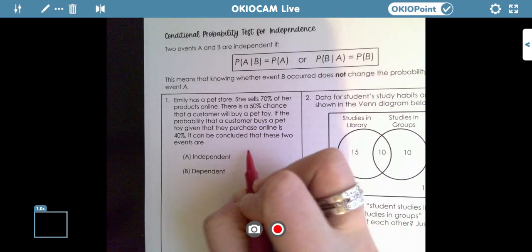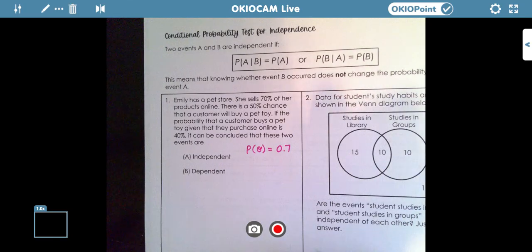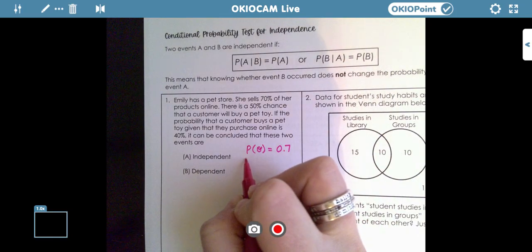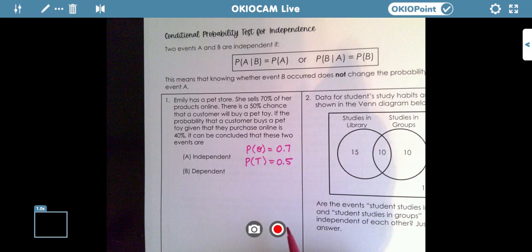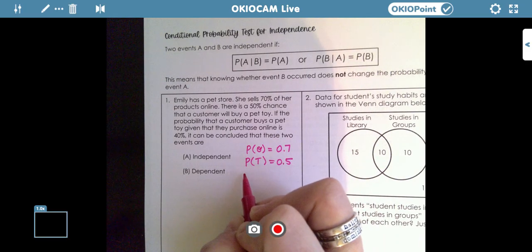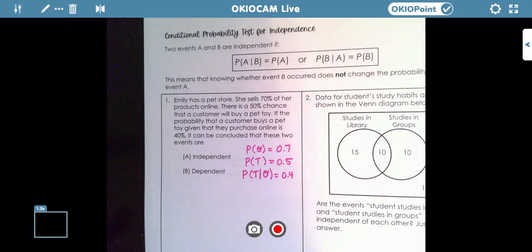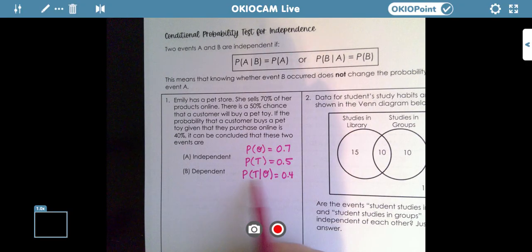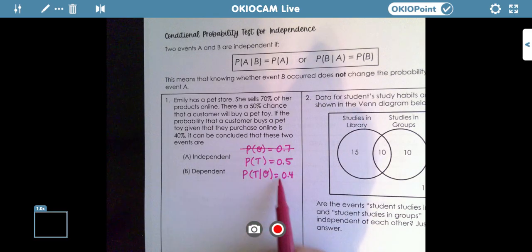So let's see. Probability of online is 0.7. There's a 50% chance that we'll buy a pet toy, so probability of toy equals 0.5. And then if the probability that a customer buys a pet toy given they purchase it online, so probability of toy given online, is 0.4. So we want to know, is this equal to just the probability of a toy? So these two are the ones we're comparing. It's the one that's before the given that's all by itself here. So this one is actually irrelevant. I didn't need it. I want to know, are these two equal?